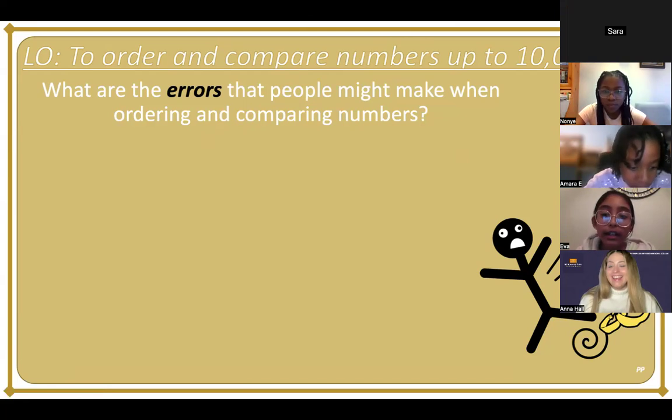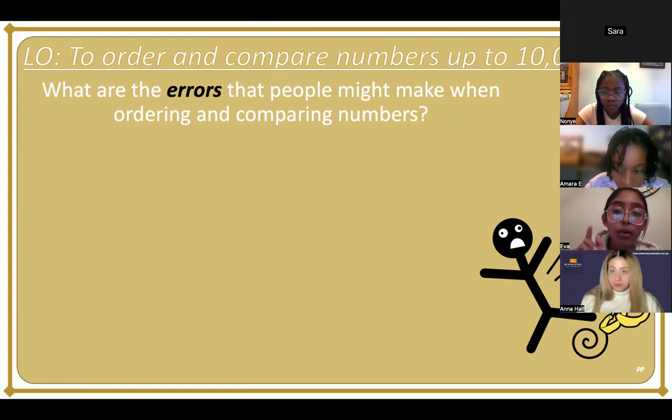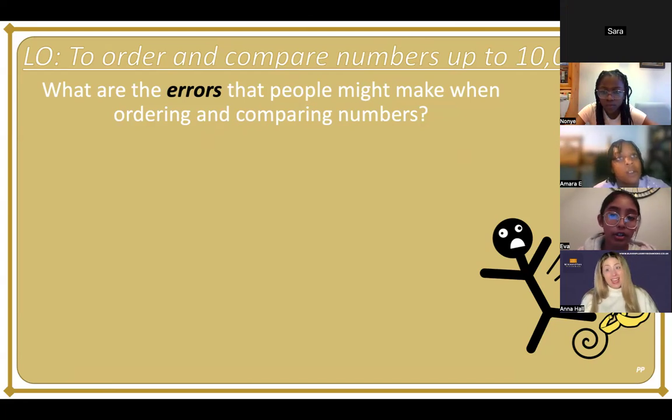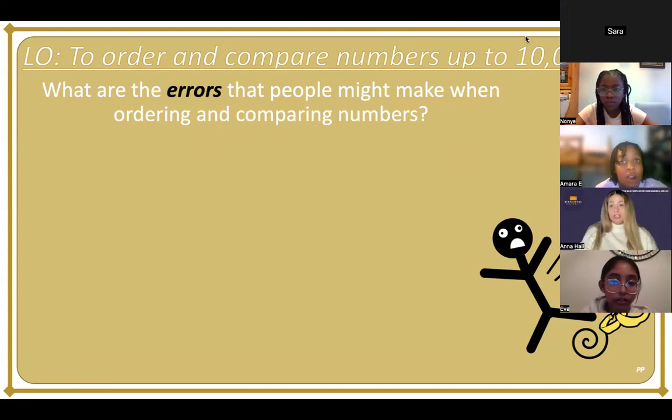What do we think might be a common error? They might get confused when the numbers have the same digits. Yeah. When there's really similar digits, they might get confused. Definitely. Well done. Thank you so much.